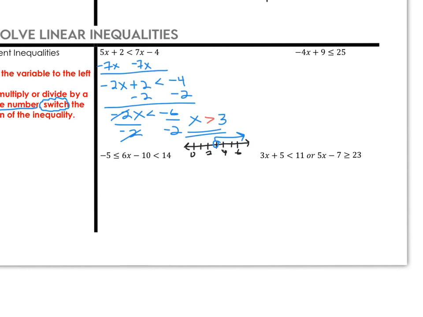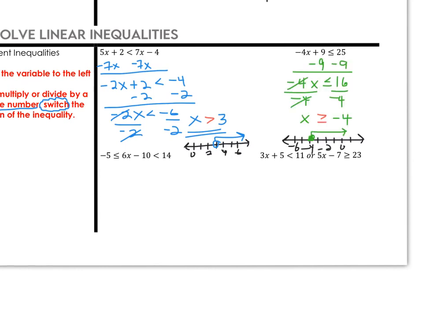Go ahead and pause the video and try the next example. Again, get x by itself on the left-hand side, and then see if you can plot your solution on a number line. Taking a look at my work, I ended up with a solution x is greater than or equal to -4. Noting that if x is on the left-hand side, I put my closed dot boundary at -4, and my arrow points to the right.